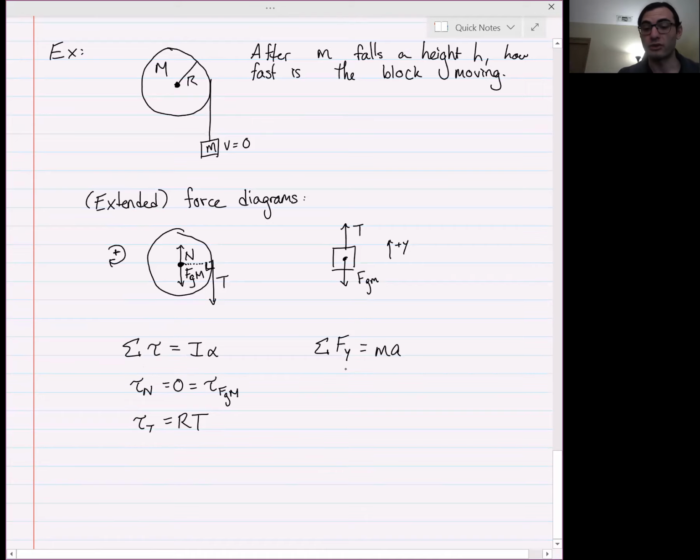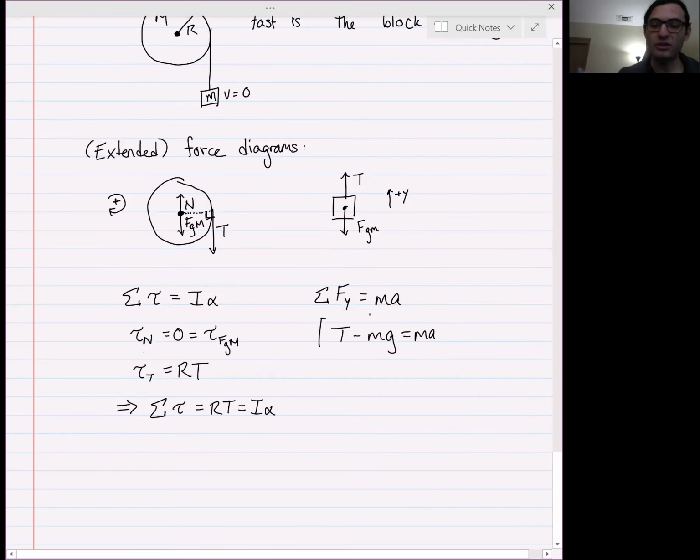So that implies that the sum of the torques, the net torque, is just RT. So RT is equal to I alpha. Okay, so far so good. Now what about for the force in the y direction? Well, that's easy. We have plus T minus little mg equals ma. And that's it. It's just normal Newton's second law. So we have these two equations that we need to use to learn about the system. But it seems like we don't have enough yet. However, we're missing a few things.